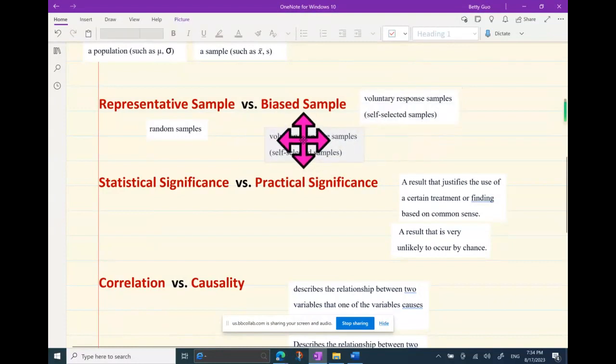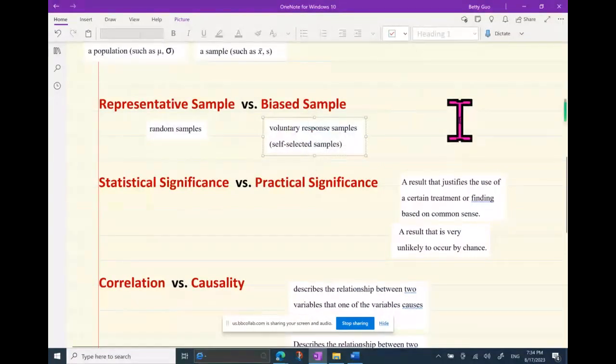This is a new concept, the voluntary response sample. A voluntary response sample is also called a self-selected sample. Very likely, a voluntary response sample will lead to a biased sample. Let me give you some examples. Let's say a radio station wants to survey its audience about opinions on a certain topic, and the radio station asks the audience to call in and share their opinions. That is an example of a voluntary response sample.